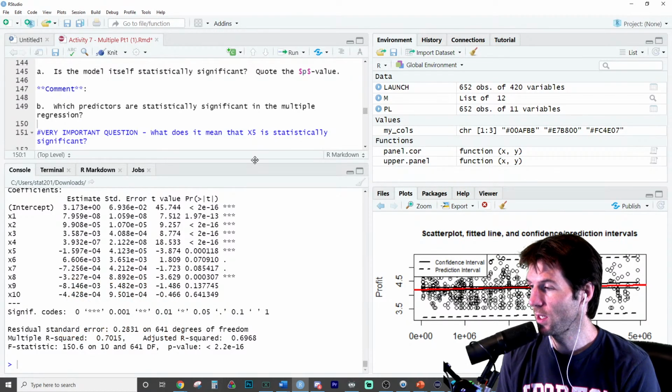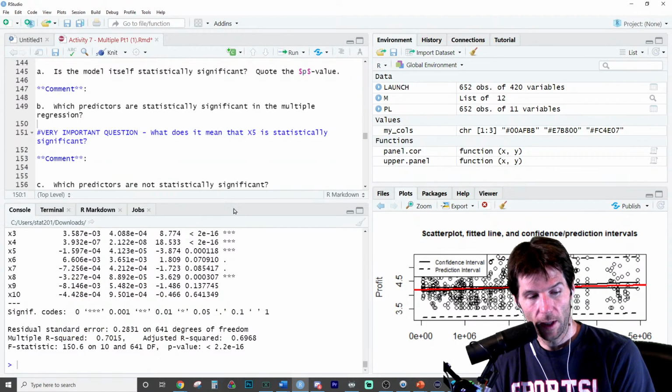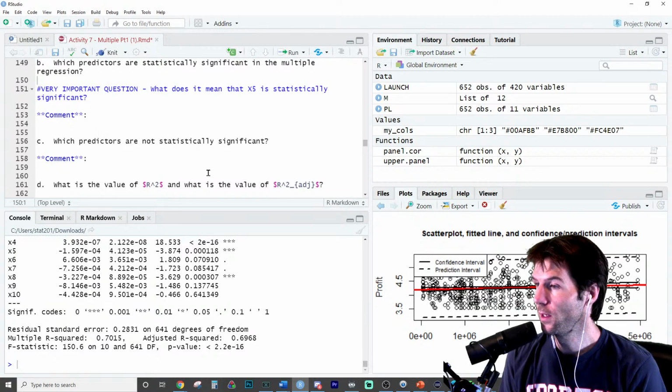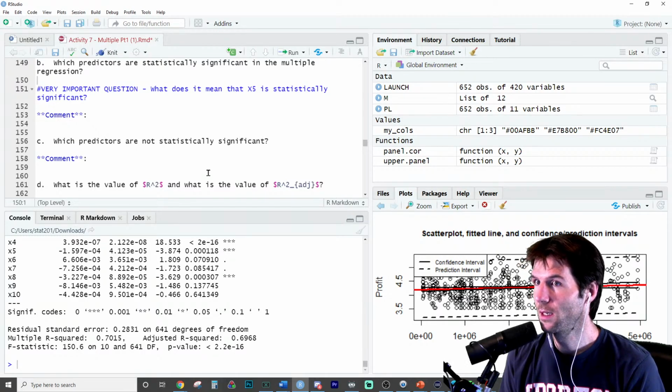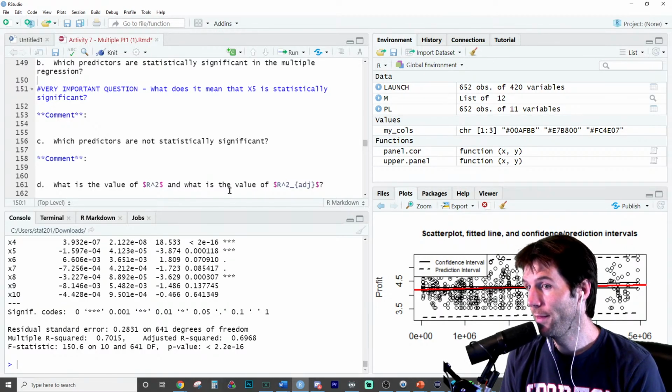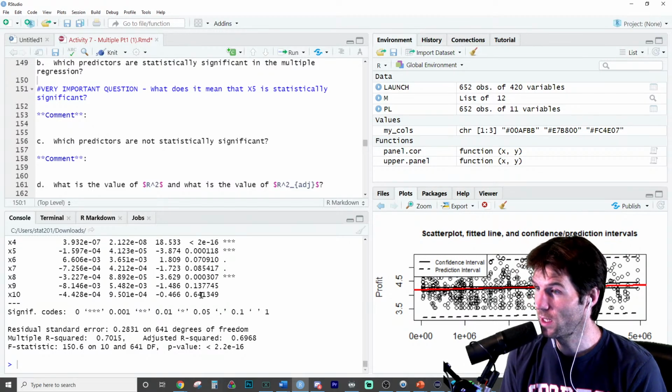A variable can be statistically significant by itself. A variable can be statistically significant in the multiple world. But here's the weird thing. Can a variable not be statistically significant by itself, and then be statistically significant in the multiple world? And the answer is yes.